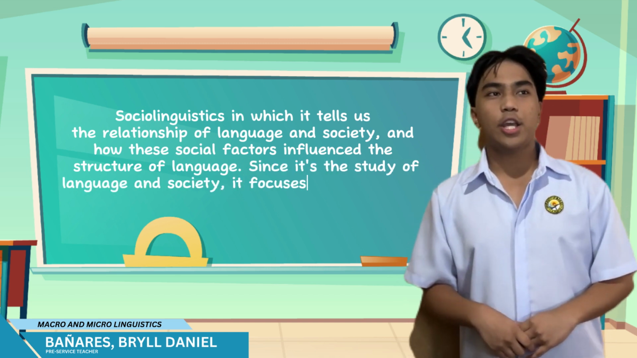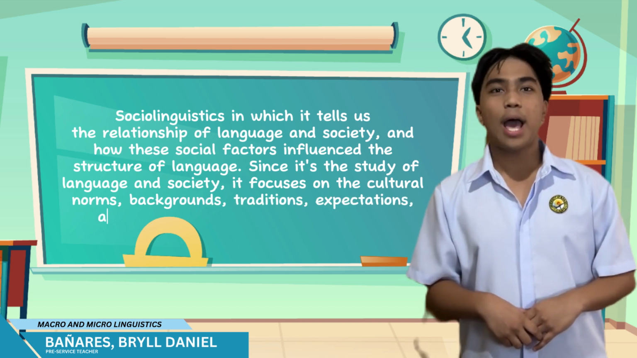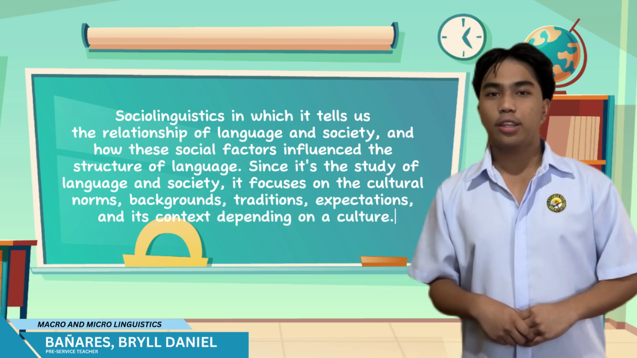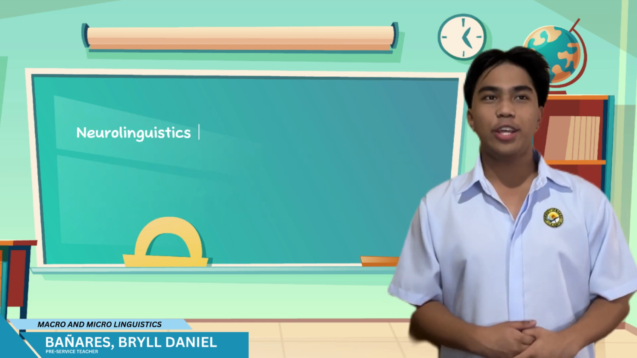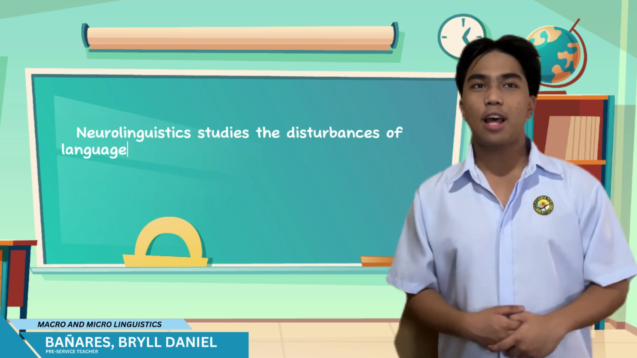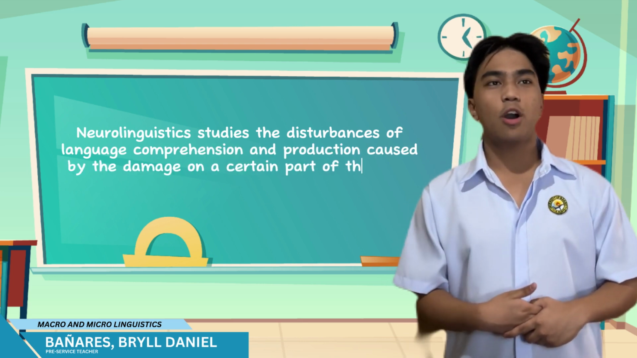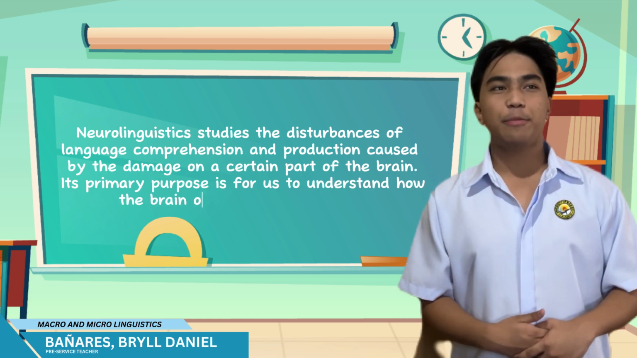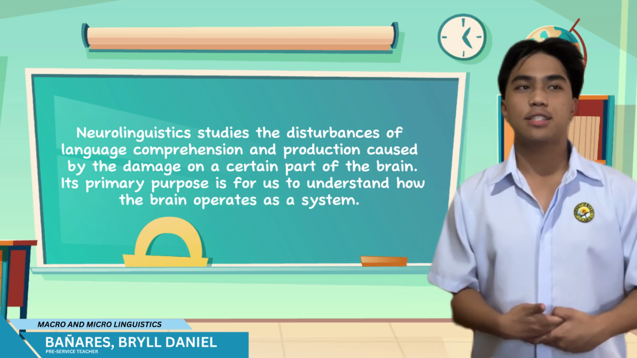Since it's the study of language and society, it focuses on the cultural norms, backgrounds, traditions, expectations, and its context depending on the culture. On the other hand, we have neurolinguistics, which studies the disturbances of language comprehension and production caused by damage to a certain part of our brain. Its primary purpose is for us to understand how the brain operates as a system.